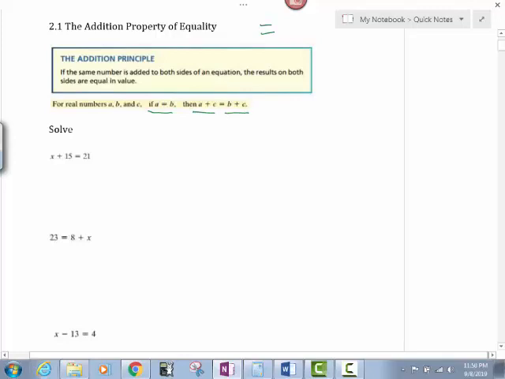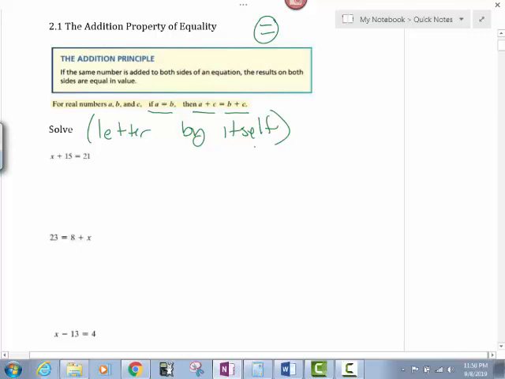All right, so we have a few problems here in 2.1. We're going to be solving. Again, notice every one of those problems does have an equal sign. When we're trying to solve, what we're trying to do is get the letter all by itself. Okay, that's going to be our objective.